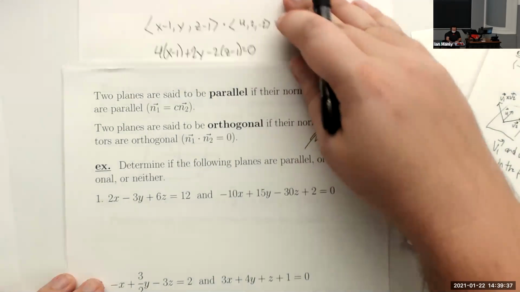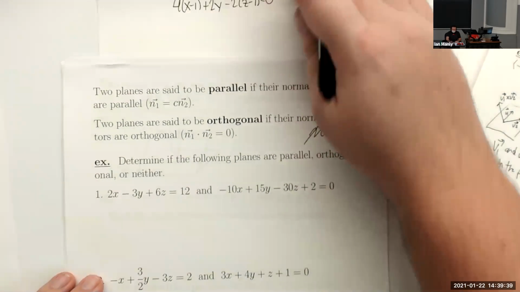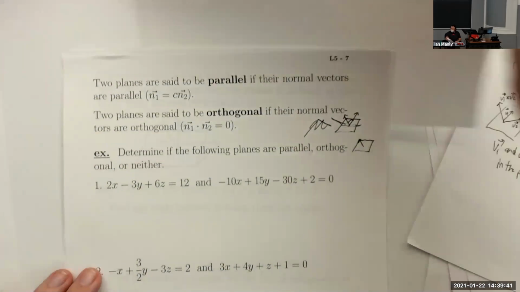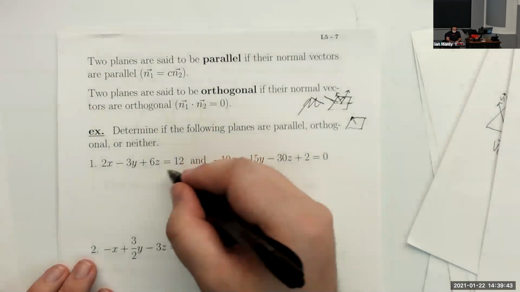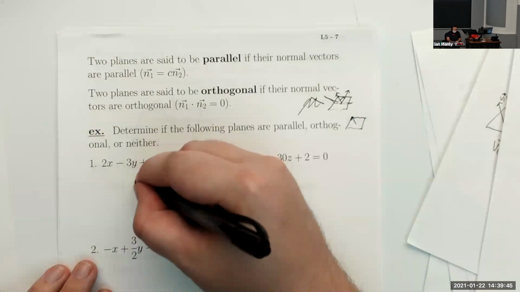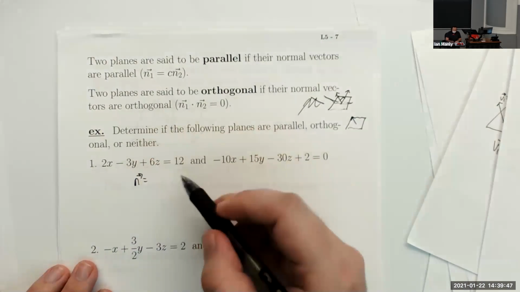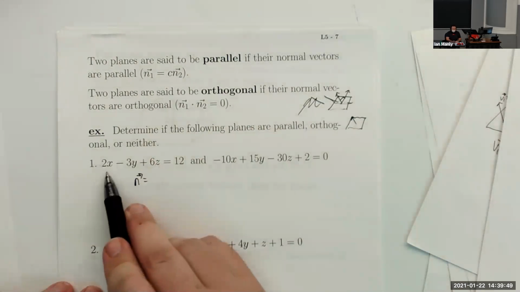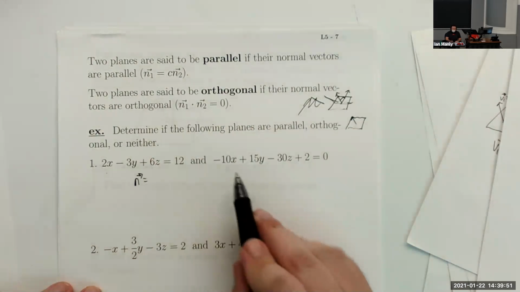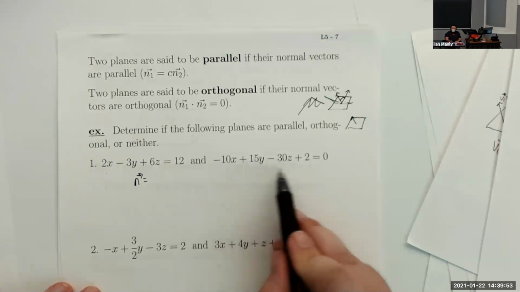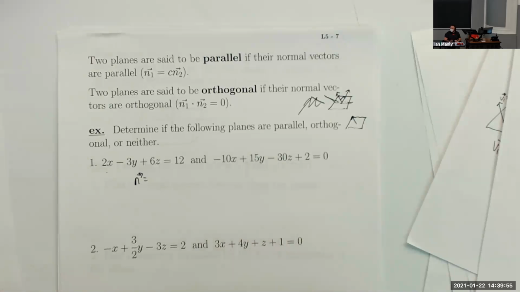All right. Determine if the following planes are parallel, orthogonal, or neither. So let's write down the normal vector for this one. Let me ask you guys this real quick. What's the normal vector for this one? And then what's the normal vector for this second plane right here?